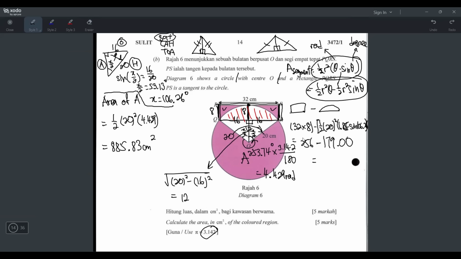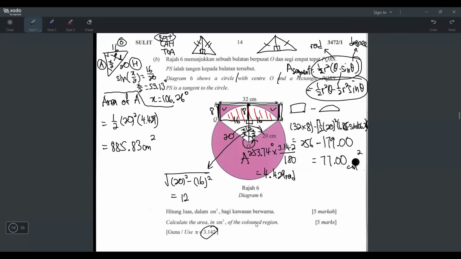My calculator gives me 77.00, so it's like 77. But I think I have to write the 00, because the reason why I write it like this is to show that there are still a lot of numbers here. So I think I have to write the 00. And this one is in cm square.